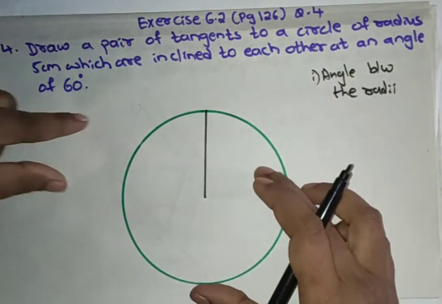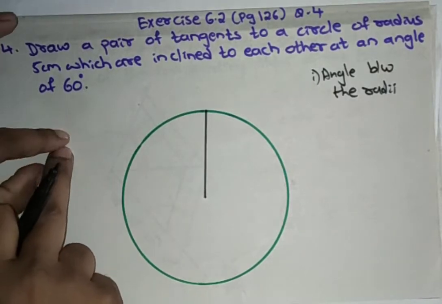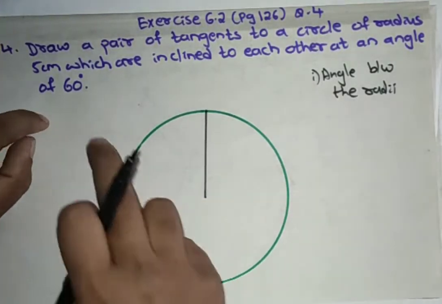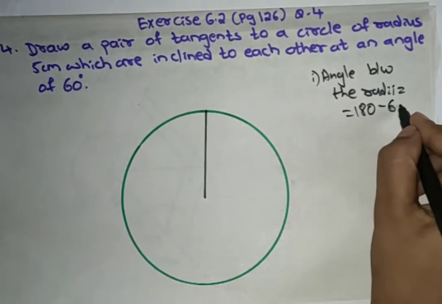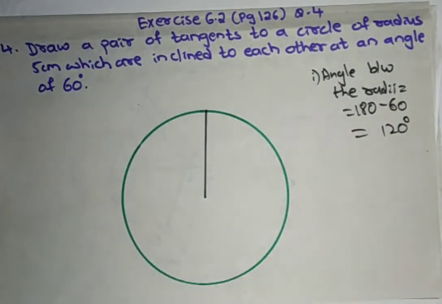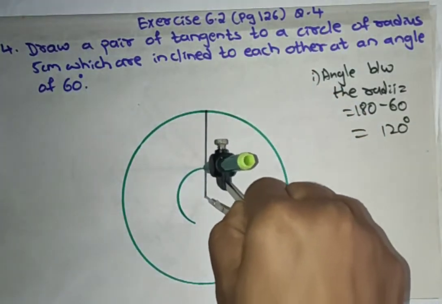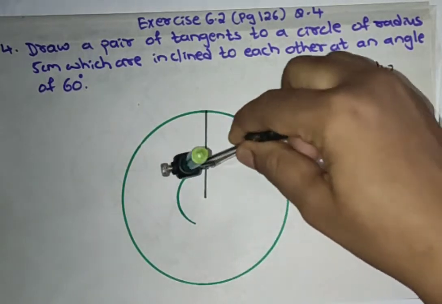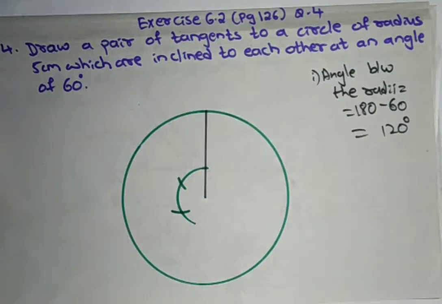We want a tangent inclined at 60 degrees. This tangent should be inclined at 60 degrees. If you want 60 degrees here, it should be 180 minus 60. Now 180 minus 60, no doubt, you are getting 120 degrees. Now from here you have to construct 120 degrees. So again take an arc, cut 2 equal arcs. The first one is our 60, the second one will be our 120.